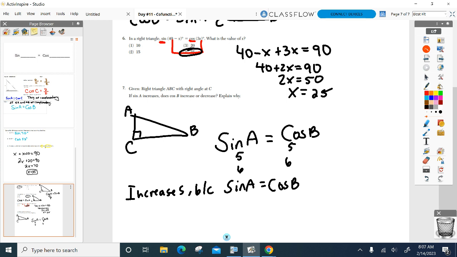Don't set them equal. They're only equal if they add to 90, remember. Sine of one angle is the same as the cosine of another. No, you don't set them equal to each other.